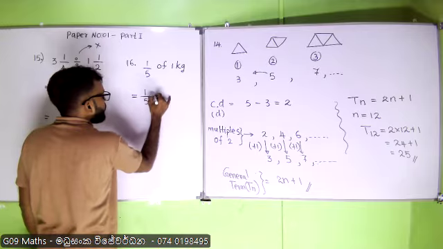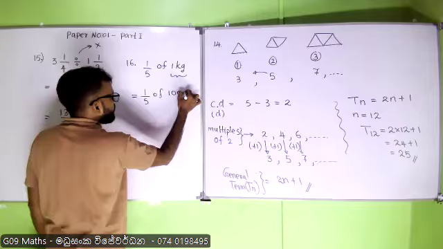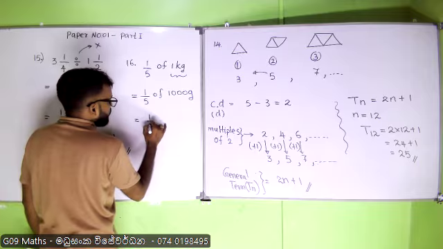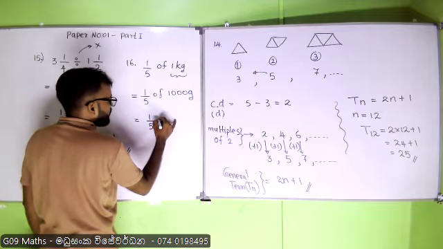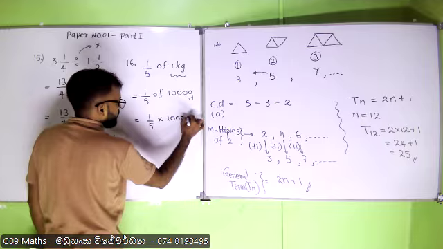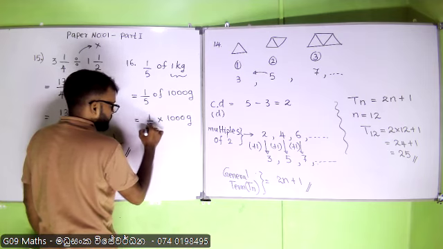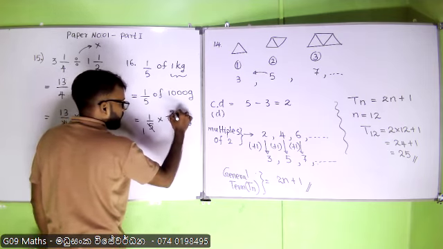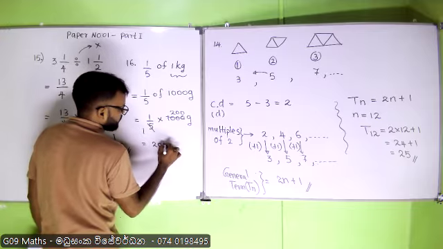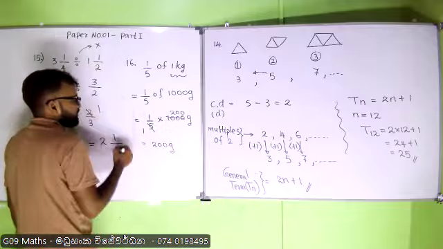Yes. 1 upon 5 of 1 kilogram I am going to convert into 1000 grams. Equal mark. 1 upon 5 of means multiply 1000 grams. Denominator, numerator, you can simplify. 5 times 1, 5 times 200. 1 times 200, 200 grams. So 1 upon 5 of 1 kilogram is 200 grams. That's it.